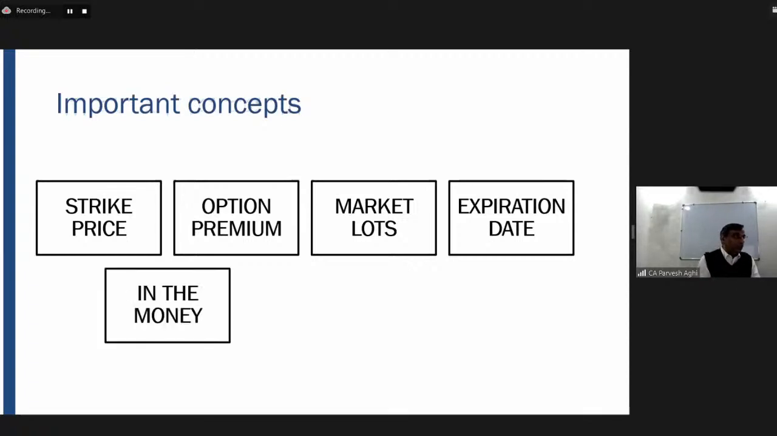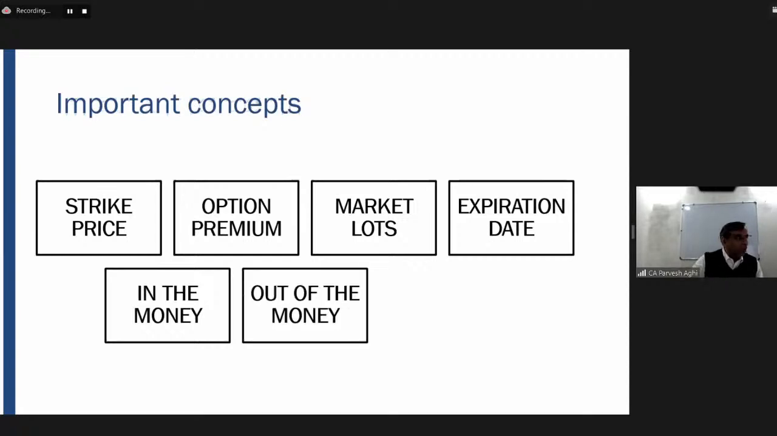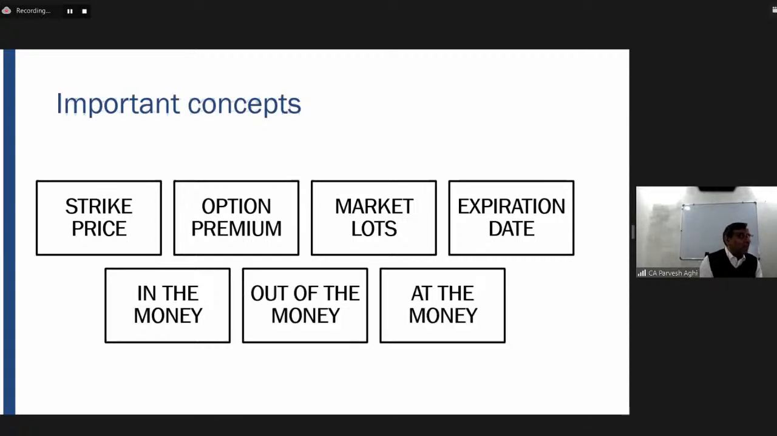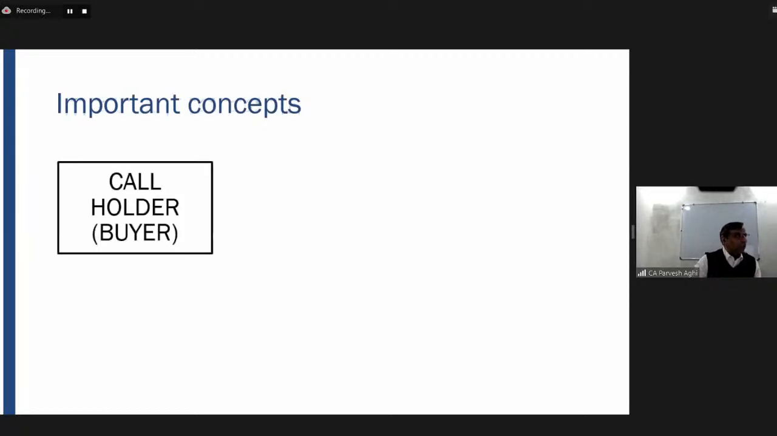Now the most important thing: in the money, out of the money, and at the money options. So these are the three things which you should learn. I'll talk about all these things in detail. All these concepts: in the money, out of the money, market lots, expiration date, strike price. So let's talk about that.